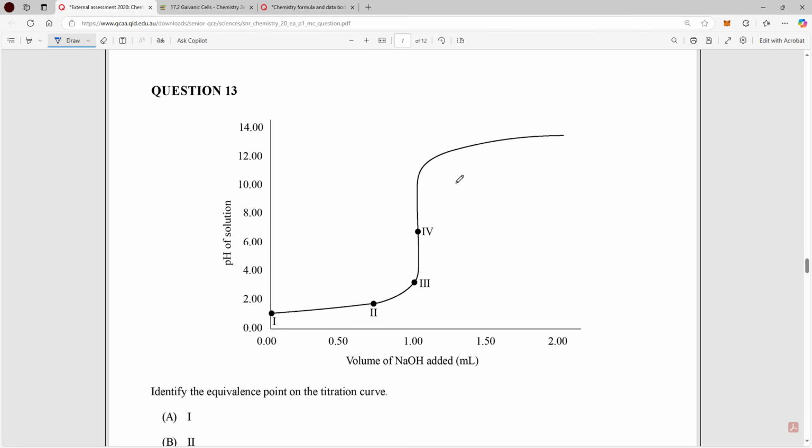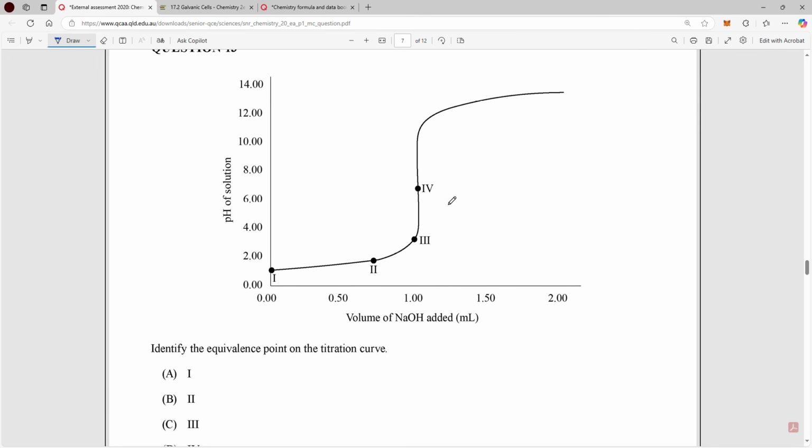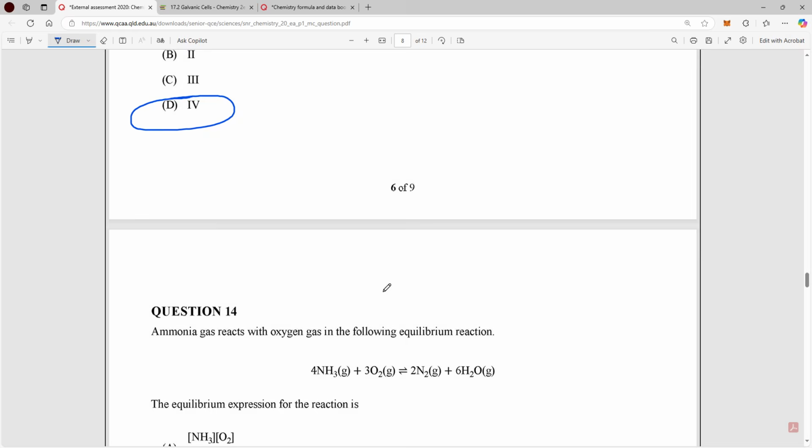All right. Question 13. Identify the equivalence point on the titration curve. So the equivalence point is the steepest point here, where the pKa equals this bit here. So the point of equivalence is going to be that steepest point, okay? So the correct answer here would be D. I think it's when pKa equals Kc or something like that.